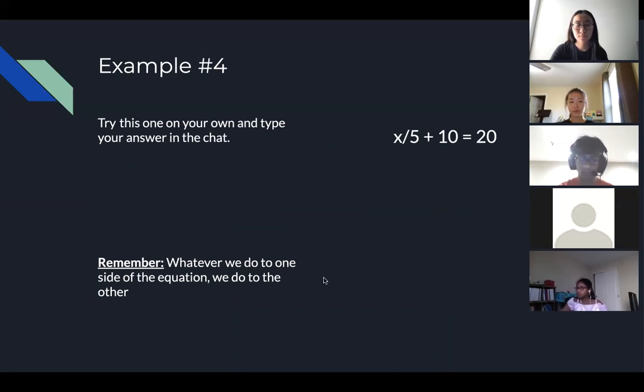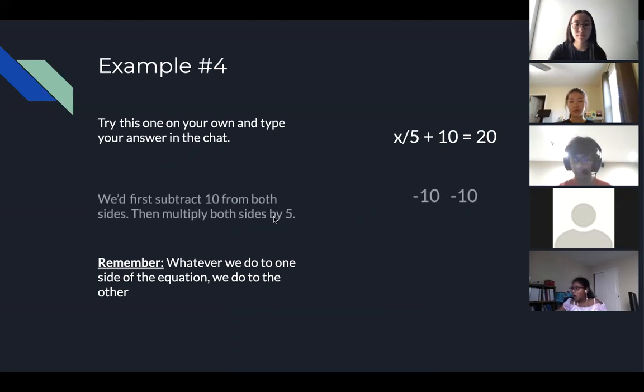Okay, example 4. What's our first step going to be here? Now we have x divided by 5, which is something we haven't seen before. Charles said to subtract 10 from both sides, and that'll give us x divided by 5 is equal to 10. Then we multiply by 5 on both sides so that we can get rid of the fraction. Then we get x is equal to 10 times 5, which is x is equal to 50.